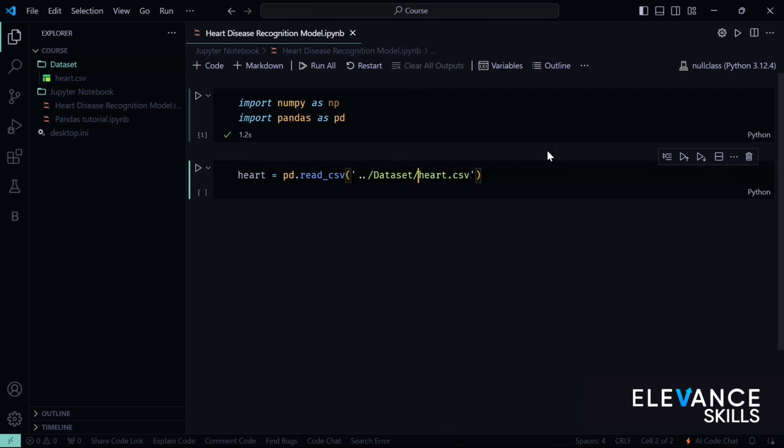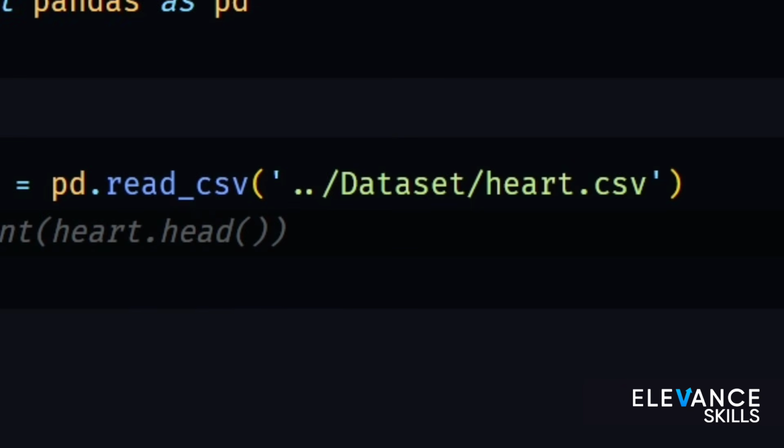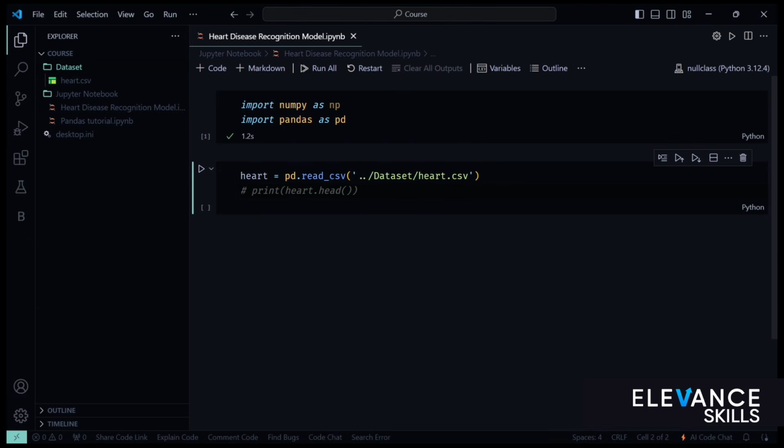The file path provided, ../dataset/heart.csv, is a relative path. Let's break down what this path means. The Jupyter notebook and the dataset are in different folders, so the double dots at the beginning of the path indicate that we want to move up one directory level from our current working directory. After moving up one level, the dataset directory is accessed, and within that directory we find the heart.csv file.